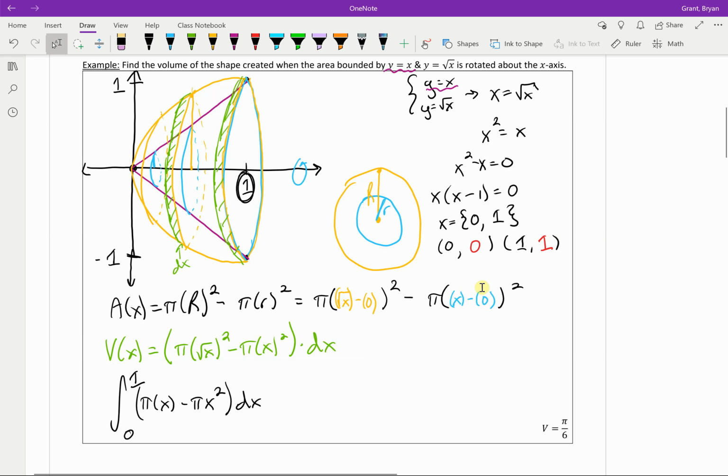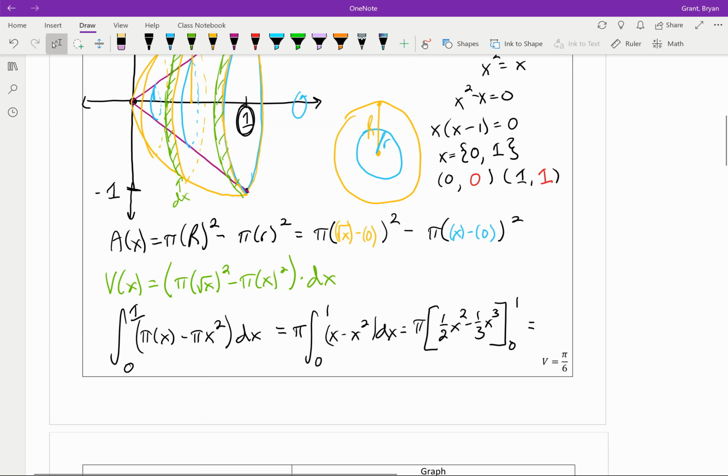Let's finish this off. Realize that there's pi in common to both, so I'm going to factor out the pi out front before I do my antiderivatives. X minus x squared dx. Okay, continuing off. Antiderivative time. 1/2 x squared minus 1/3 x cubed. Looks okay from 0 to 1.